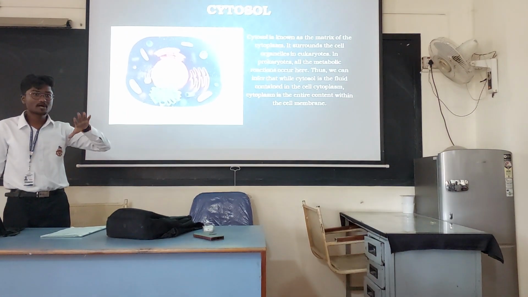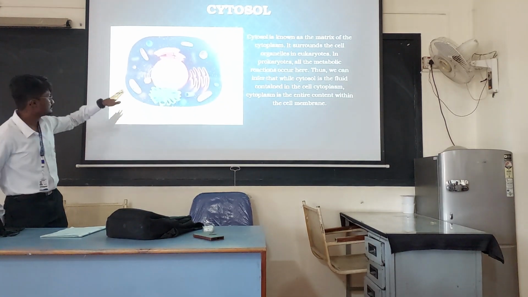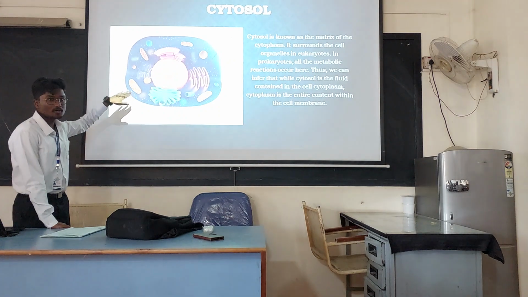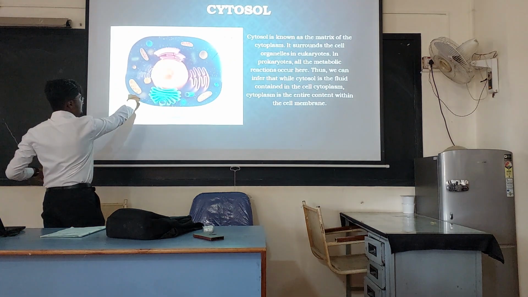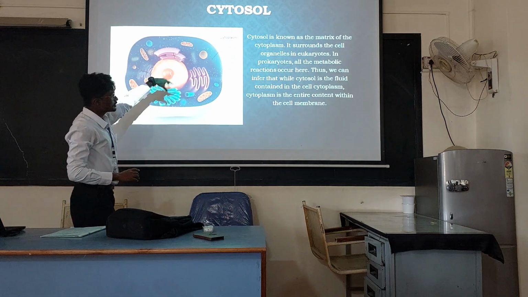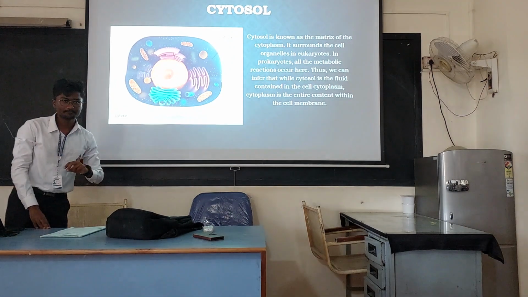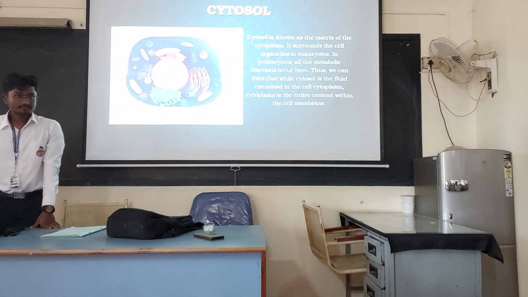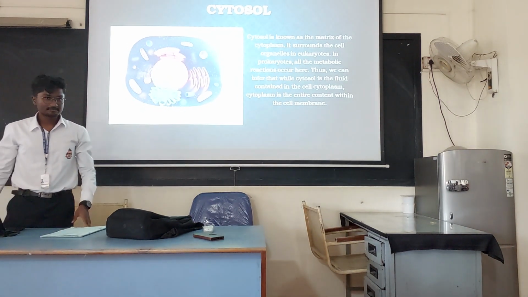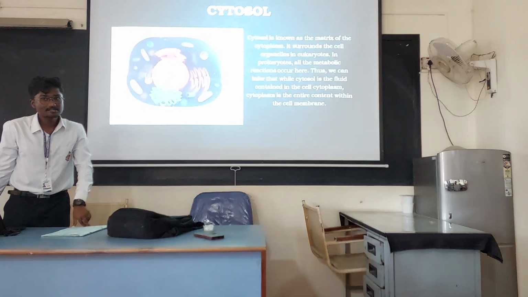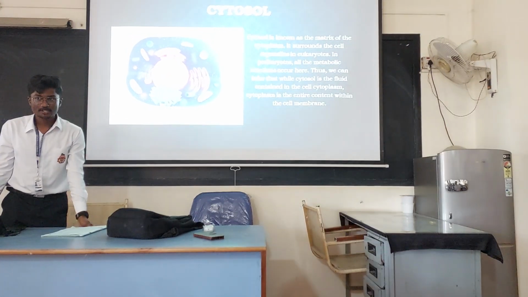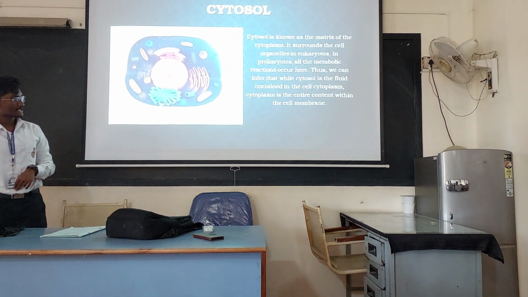Ectoplasm means something outside, endo means inside. That means the peripheral part of the cytosol is called ectoplasm, that is, the cytosol near the cell membrane. The core part of the cytosol is endoplasm. The ectoplasm is very thick and viscous and less granular, whereas the endoplasm is not so thick but more granular. So these are the types of cytosol.